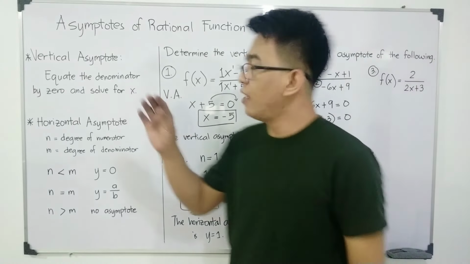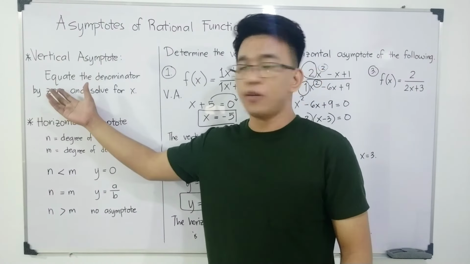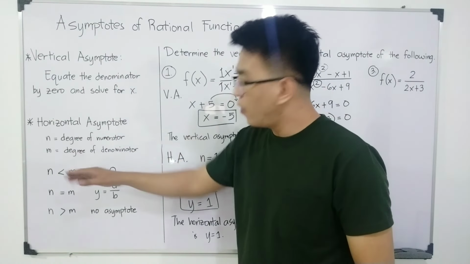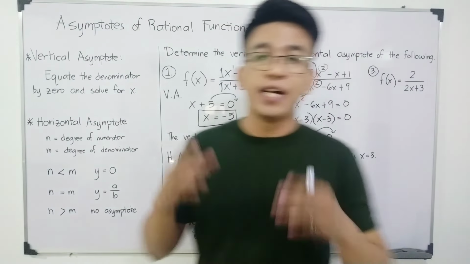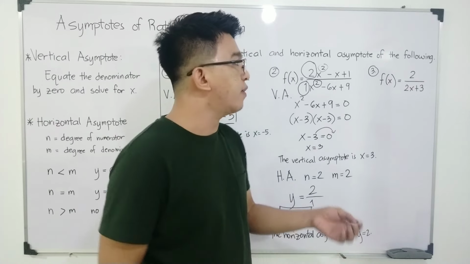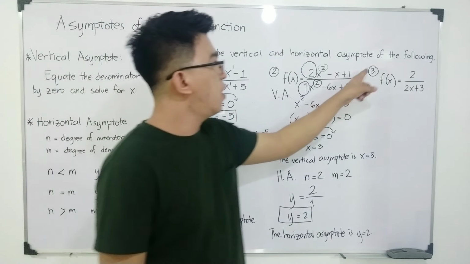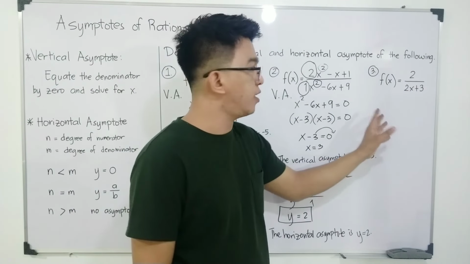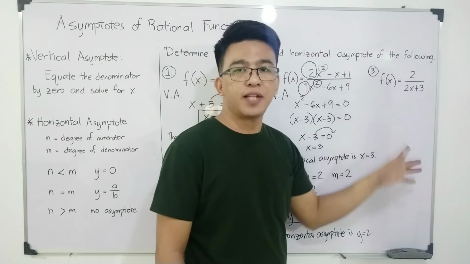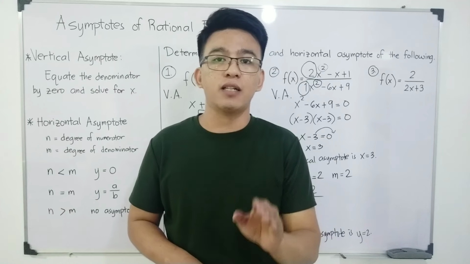Again, let me remind you guys, in finding the vertical asymptote, all you need to do is to equate your denominator by 0 and then solve for x. At ito yung mga kailangan nyo consider when it comes to horizontal asymptote. So, as your assignment, guys, after watching this video, I want you to determine the vertical and horizontal asymptote of item number 3, in which the given function is f of x is equal to 2 over 2x plus 3.